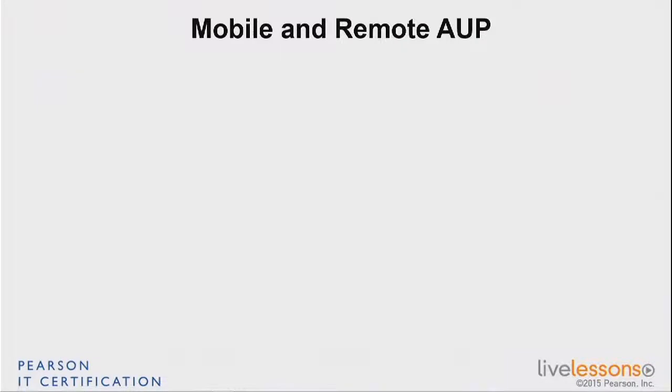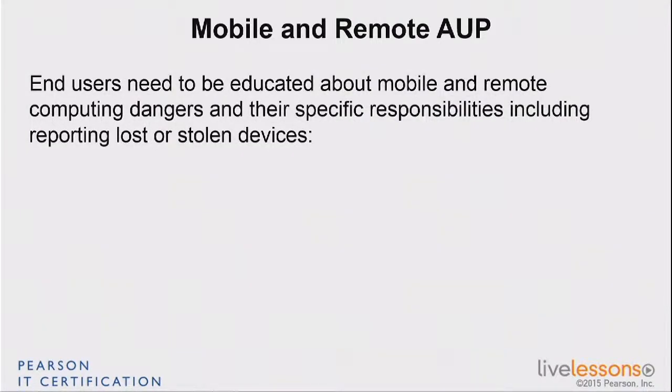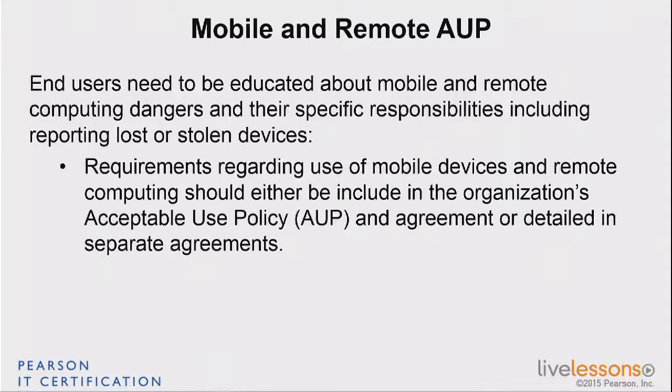I mentioned doing a remote acceptable use policy. We can have a mobile acceptable use policy as well. Our end users really do need to be educated about mobile and remote computing dangers and their specific responsibilities, including reporting lost or stolen devices. The requirements regarding the use of mobile devices and remote computing should either be included in the organization's acceptable use policy and their agreement, or it could be detailed in a separate agreement.